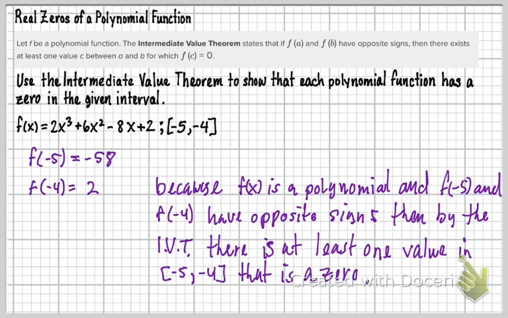That's really it. All I have to do is make sure it's a polynomial function for this example here, and then take the f of the two endpoints, or end values, and then if they have opposite signs, I can simply say there is at least one value in the interval that is a 0 by the intermediate value theorem. And I have to state by the intermediate value theorem. If I don't, it's not correct.